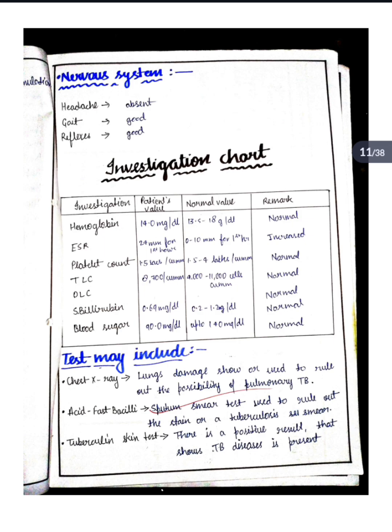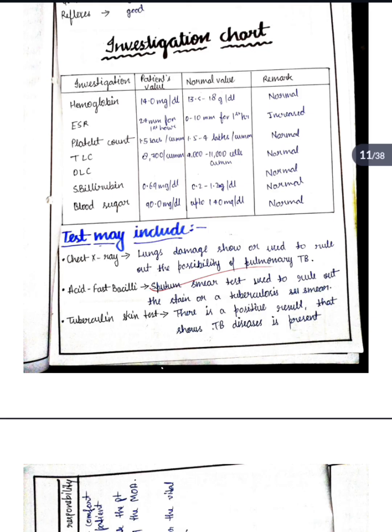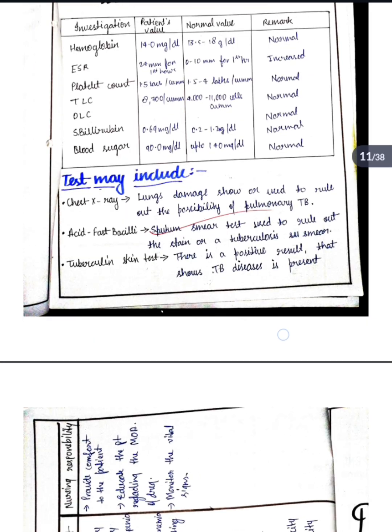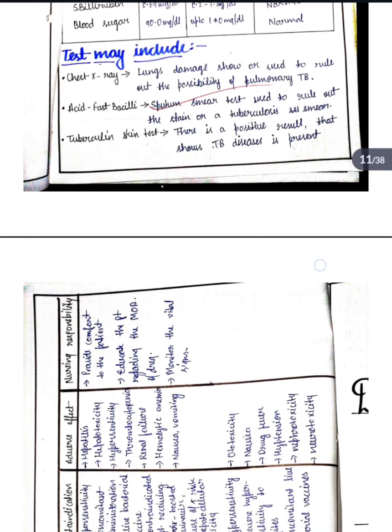After the systemic examination, you move to the investigation chart, and you can find every investigation chart in the file of the patient very easily, and you should mention it in your case study. Then write which types of tests are performed on the patient for his diagnosis and treatment.